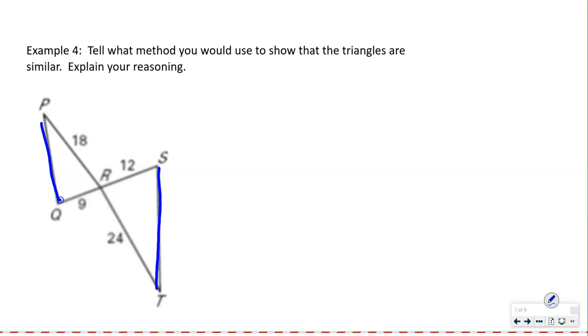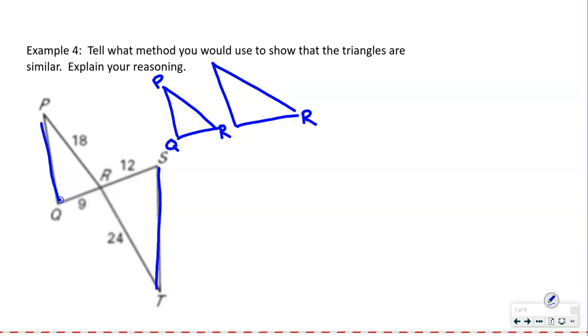So if I redrew this, I could have my triangles set up like this. I would have P, Q, R, and then this would also be R out there, S, and T up there. So if it helps to separate your triangles, redraw them, you can get a better idea of what things would match up with what.